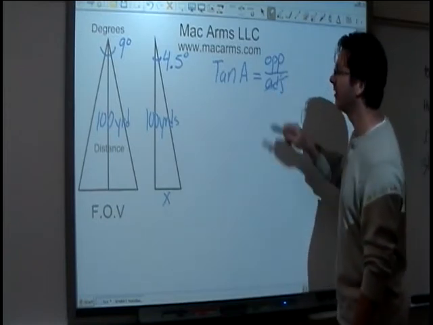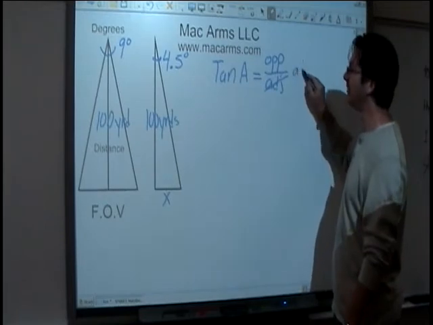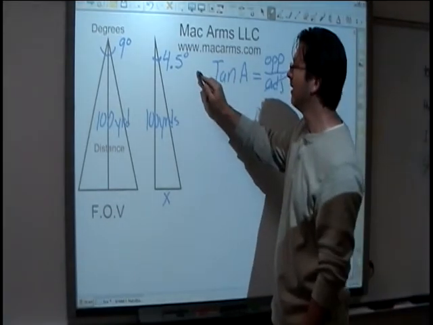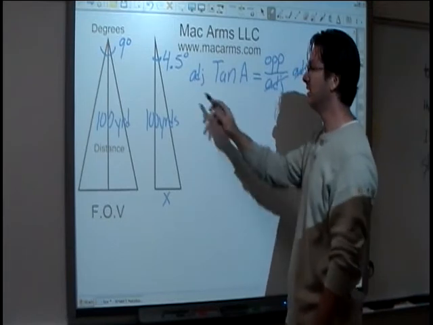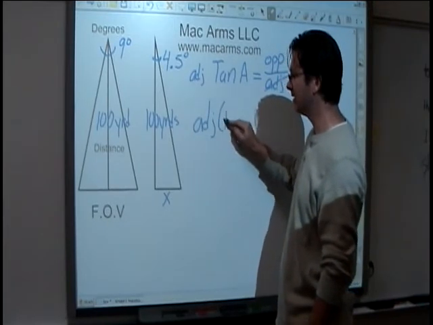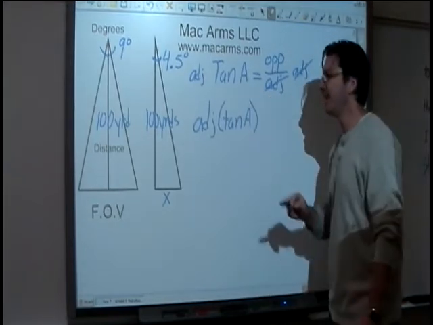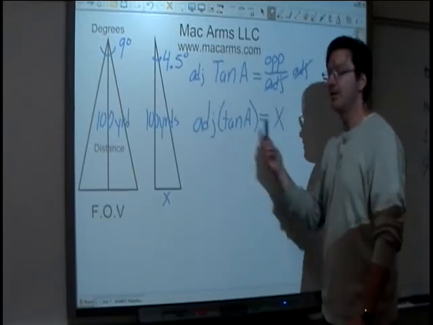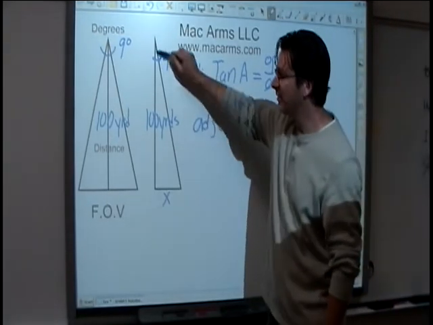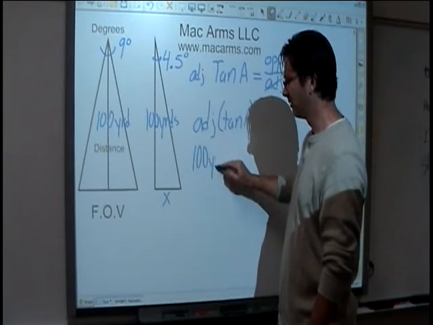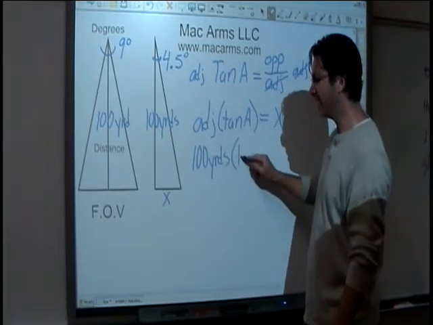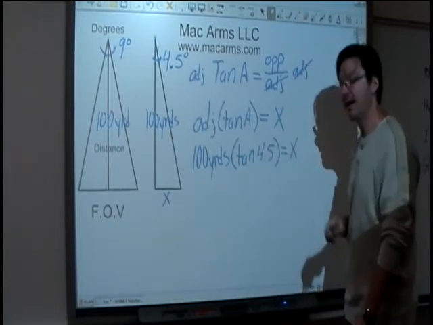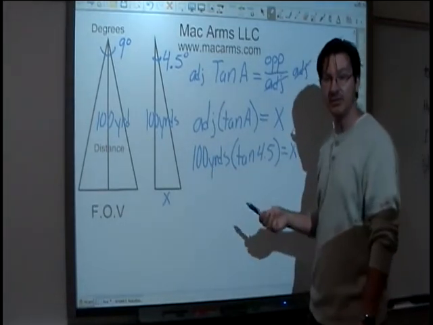So I rearrange this by getting rid of the adjacent side, by multiplying by the adjacent side. Those will now cancel each other out. What I do to this side, I must do to the other side. And so I'm going to multiply that side by the adjacent. So my new formula is the adjacent side times tangent angle A equals opposite, which is going to be X. Now I just plug in my formula. My adjacent side is going to be 100 yards. My tangent of angle A is still going to be tangent 4.5 degrees equals my X.